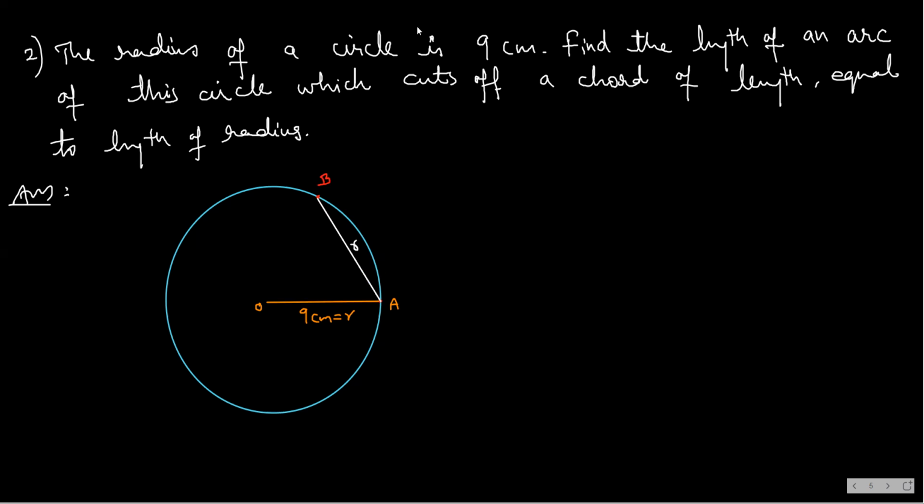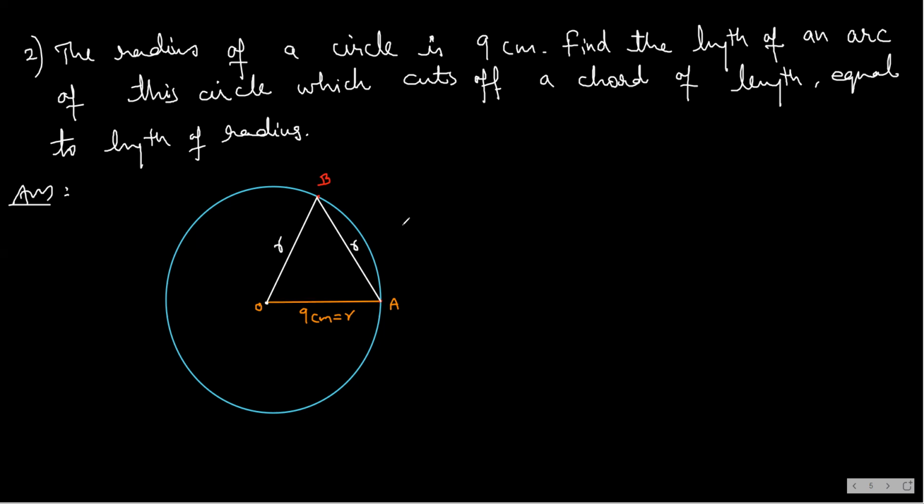Okay. So what I will do is, I will now join B with O. I join B with O. So what do I get? Students, see, this OB, O being the center, OB is also R. Now what do I have? I have an equilateral triangle.